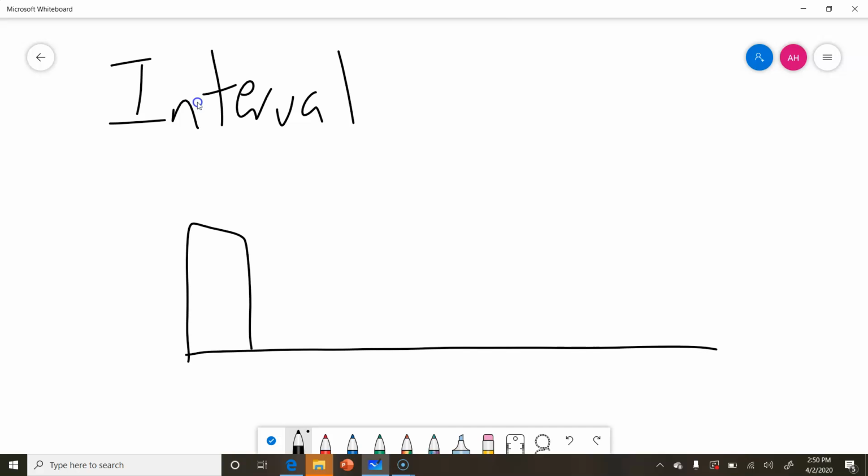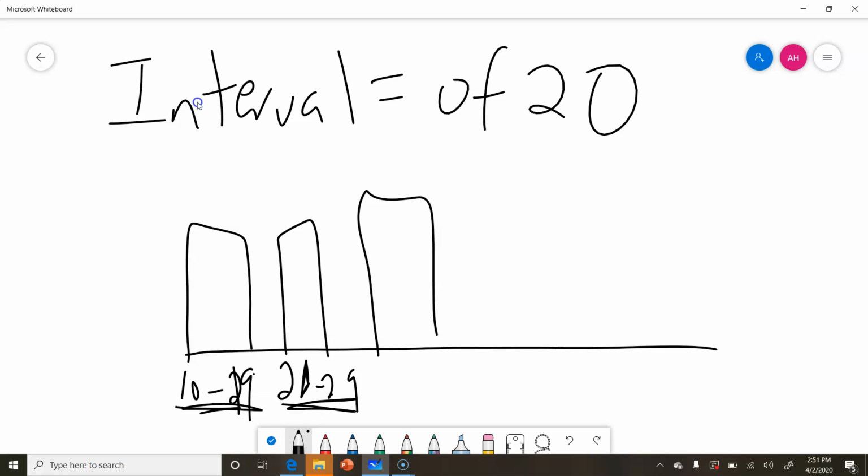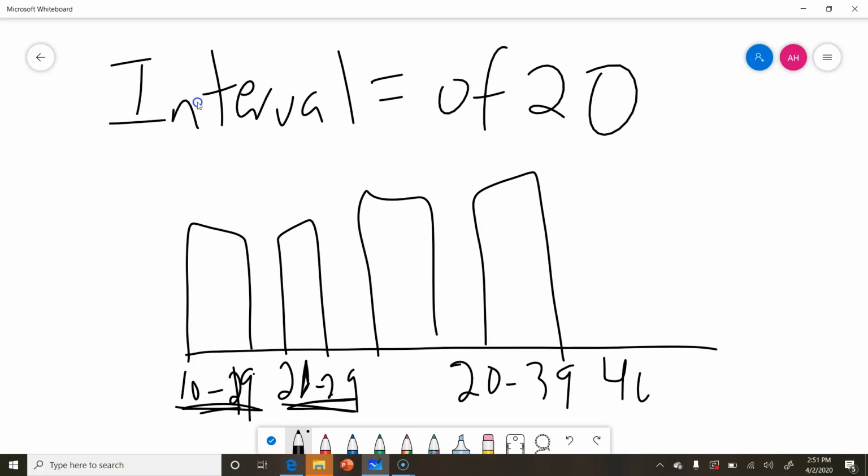If you have a square and a square and a square, and this is like 10 to 19, 20 to 29, this guy is an interval, this guy is an interval. So if they say intervals of 20, then you would go something like this. This would be 20 to 39, and the next one would be 40 to 59. Do you see that? That only looks like 19, but it's actually 20 because it's 40, 41, 42, 43, all the way up.